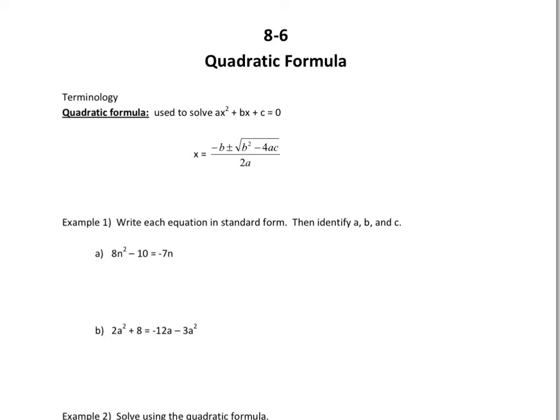Lesson 8.6, Video 1, the quadratic formula. As mentioned before, we solve a quadratic function by graphing. The solutions are called x-intercepts. If we solve a quadratic function by factoring, the solutions are called zeros.